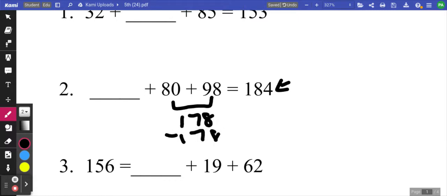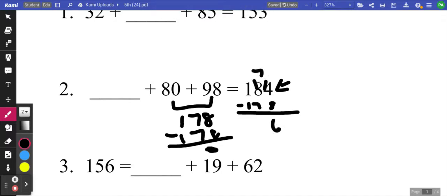You subtract from both sides. What you do to one side, you do to the other. You get a 0, obviously. And let's just subtract. So you get 0, 0, and you get a 6. And that is your missing number right here, 6.